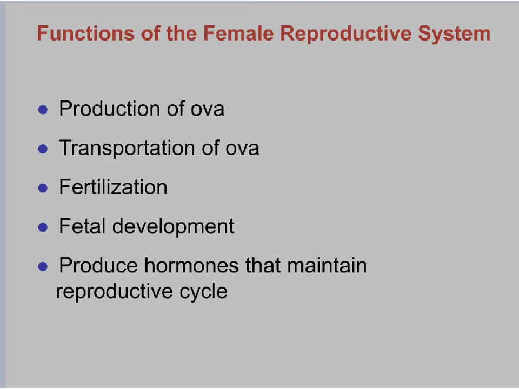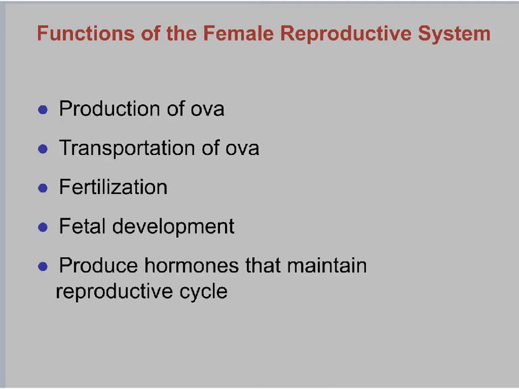So first of all, we'll go over the functions of the female reproductive system, and then we'll go ahead and look at the structures and locations of each specific organ. As we go through the female reproductive system, we'll do exactly the same as we did for male. We will begin with the gonads, where the reproductive cells, the gametes, are produced.